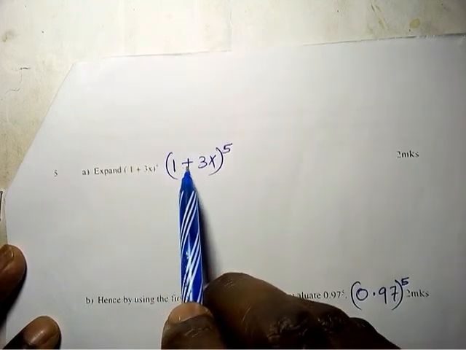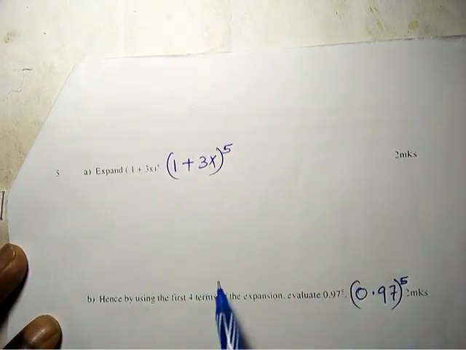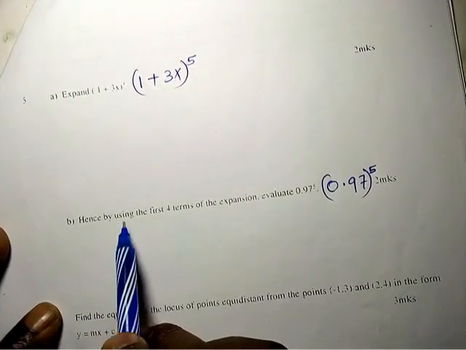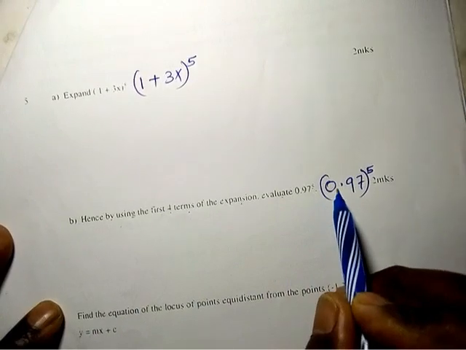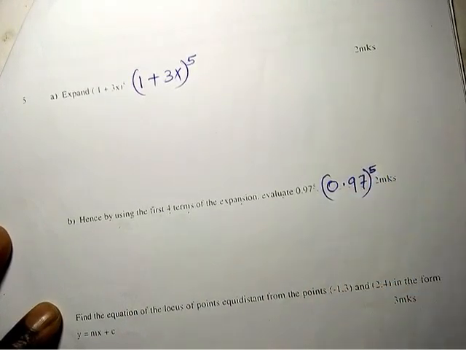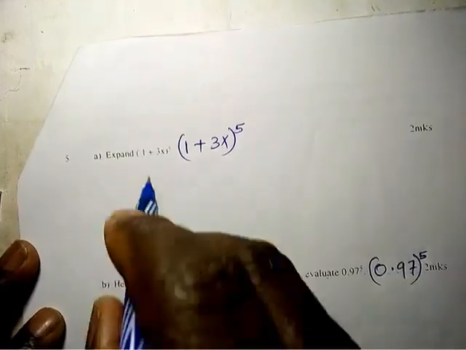Expand 1 plus 3x raised to power 5. Hence, by using the first 4 terms of the expansion, evaluate 0.97 raised to power 5. So let us expand.